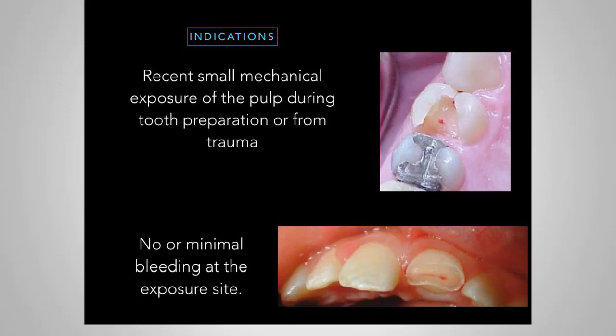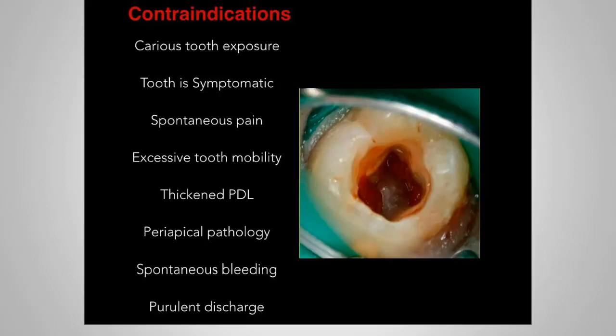So let's go through these indications. A small mechanical exposure of the pulp during preparation is really just trauma. Yes, there's caries, there may be some infected dentin, but for the most part, we've all been in this situation. The caries went a little deep, we may have nicked the pulp horn, and what are we going to do there? Same type of thing. Minimal exposure on that picture from the trauma. How are we going to handle that? Again, different ways to do it.